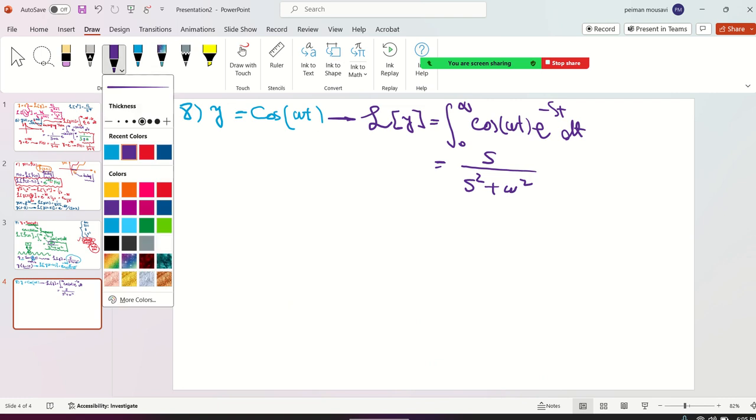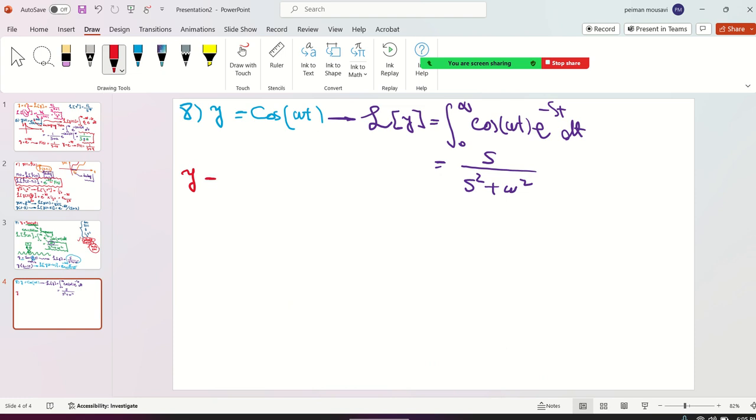Now, for example, I'm asking you, please go ahead right now. I give you 2 or 3 minutes, and calculate, guys, this. Calculate the Laplace of y, where y is cosine of t minus 1. Please do it. I'm here.